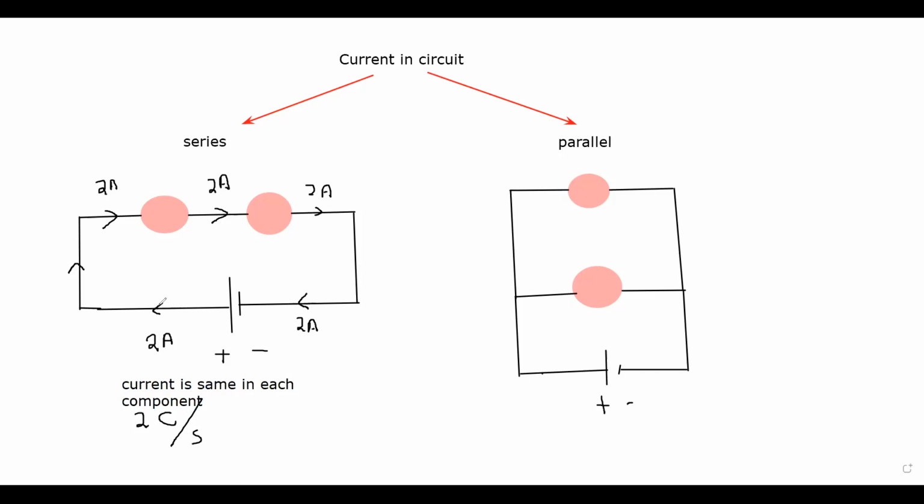Like in the beginning, 2 coulombs are moving in 1 second. So the same 2 coulombs will flow through lamp 1 and the same 2 coulombs will flow through lamp 2. So all the parts within the circuit will have the same current. Whenever you have a series circuit, the current throughout the circuit will remain the same. But what about parallel?